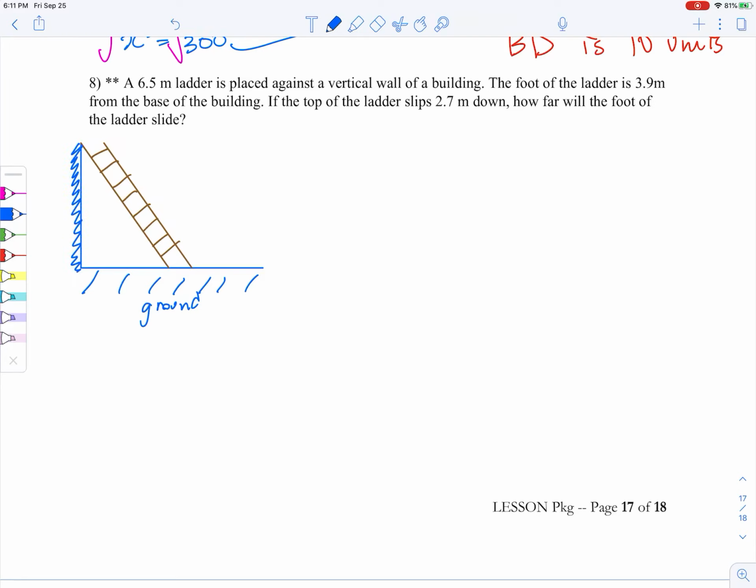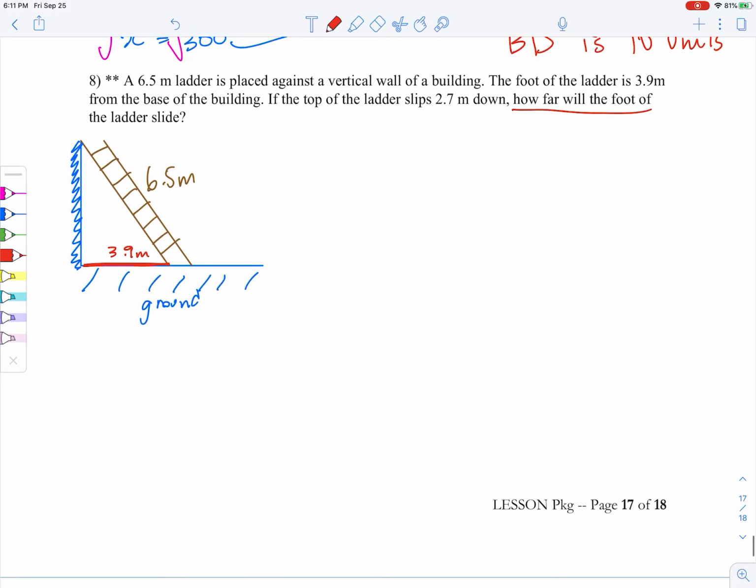The ladder is 6.5 meters long. The foot of the ladder is 3.9 meters from the base of the building. So that means this length here is 3.9 meters. So it tells us it starts like this, and then it says the top of the ladder slips down 2.7 meters. So they want us to find out how far will the foot of the ladder slide.